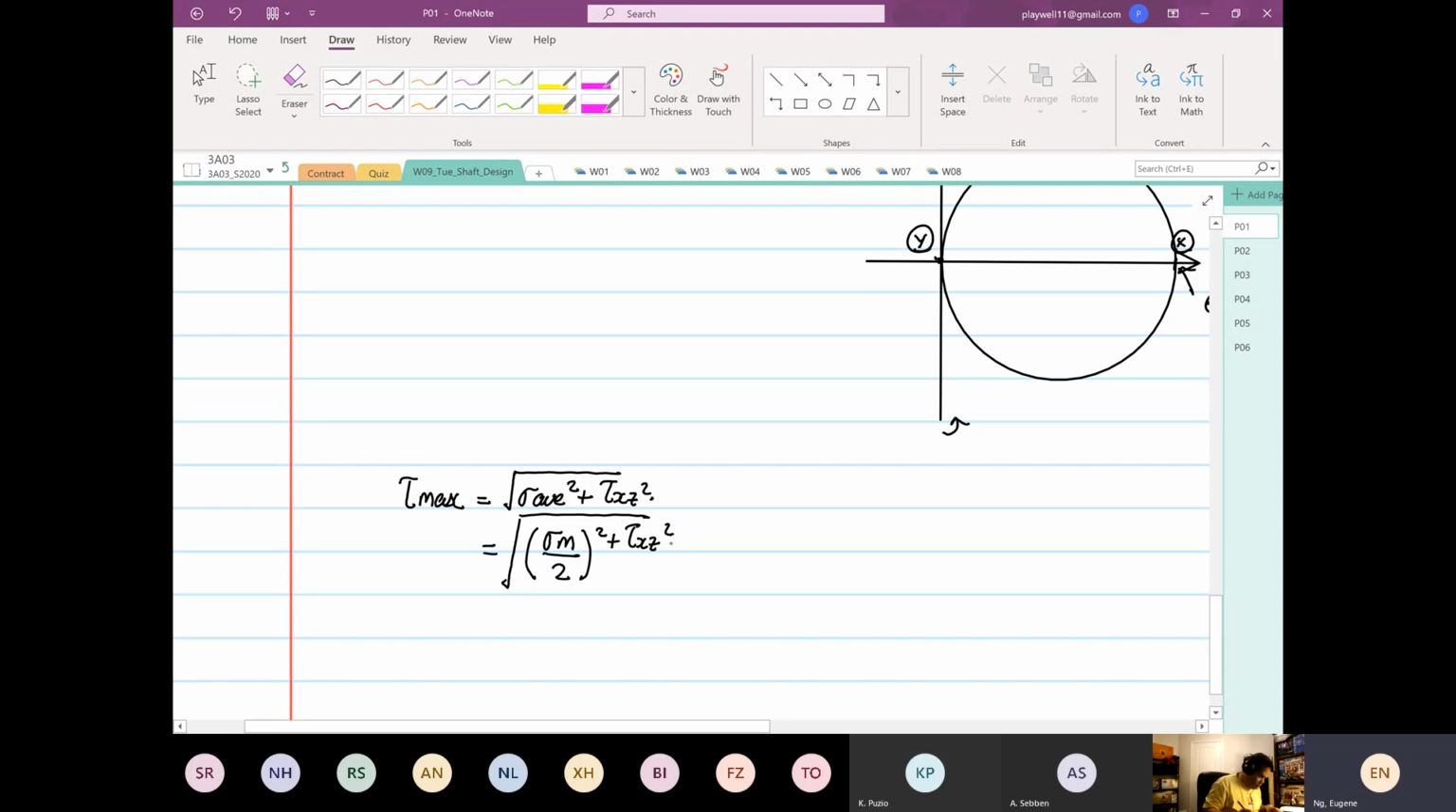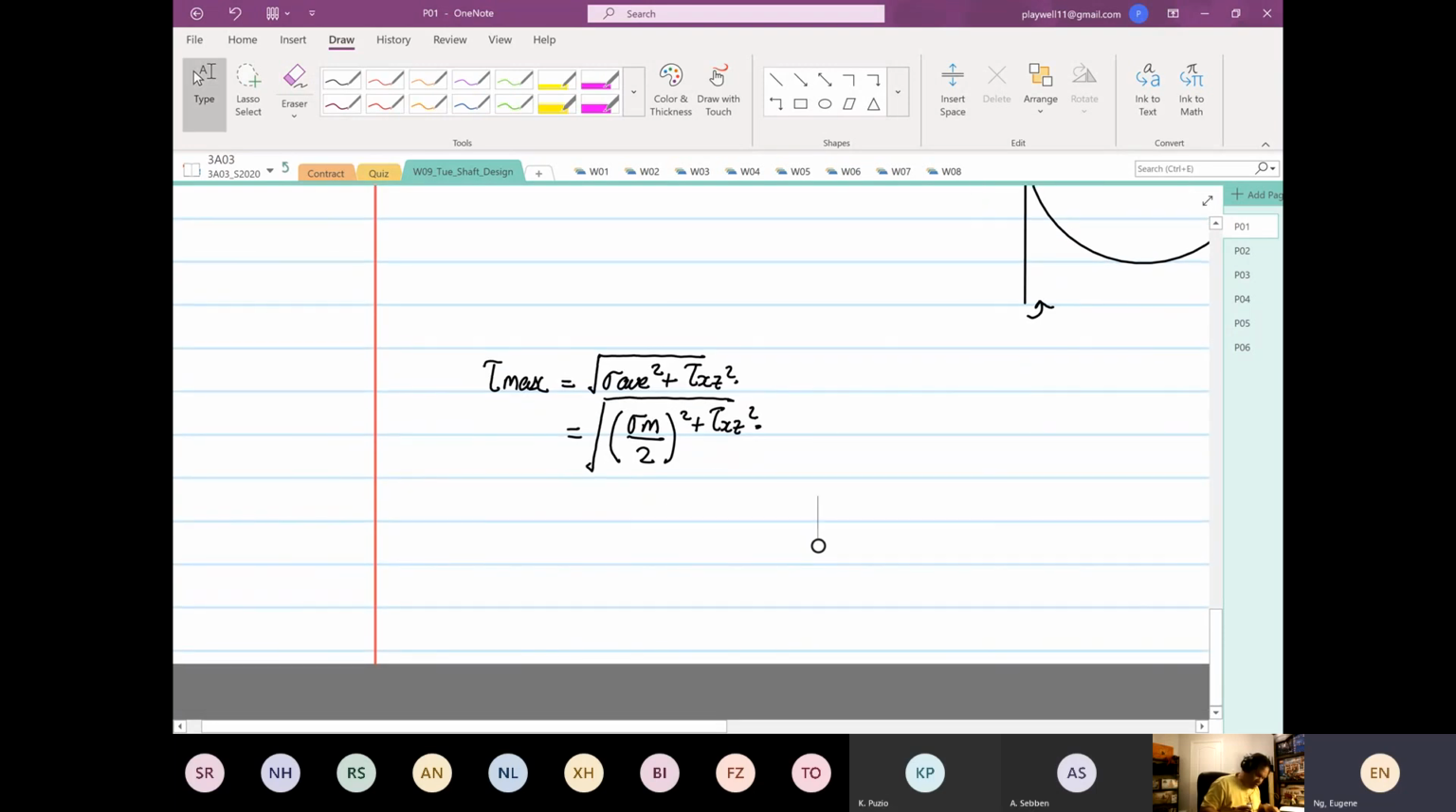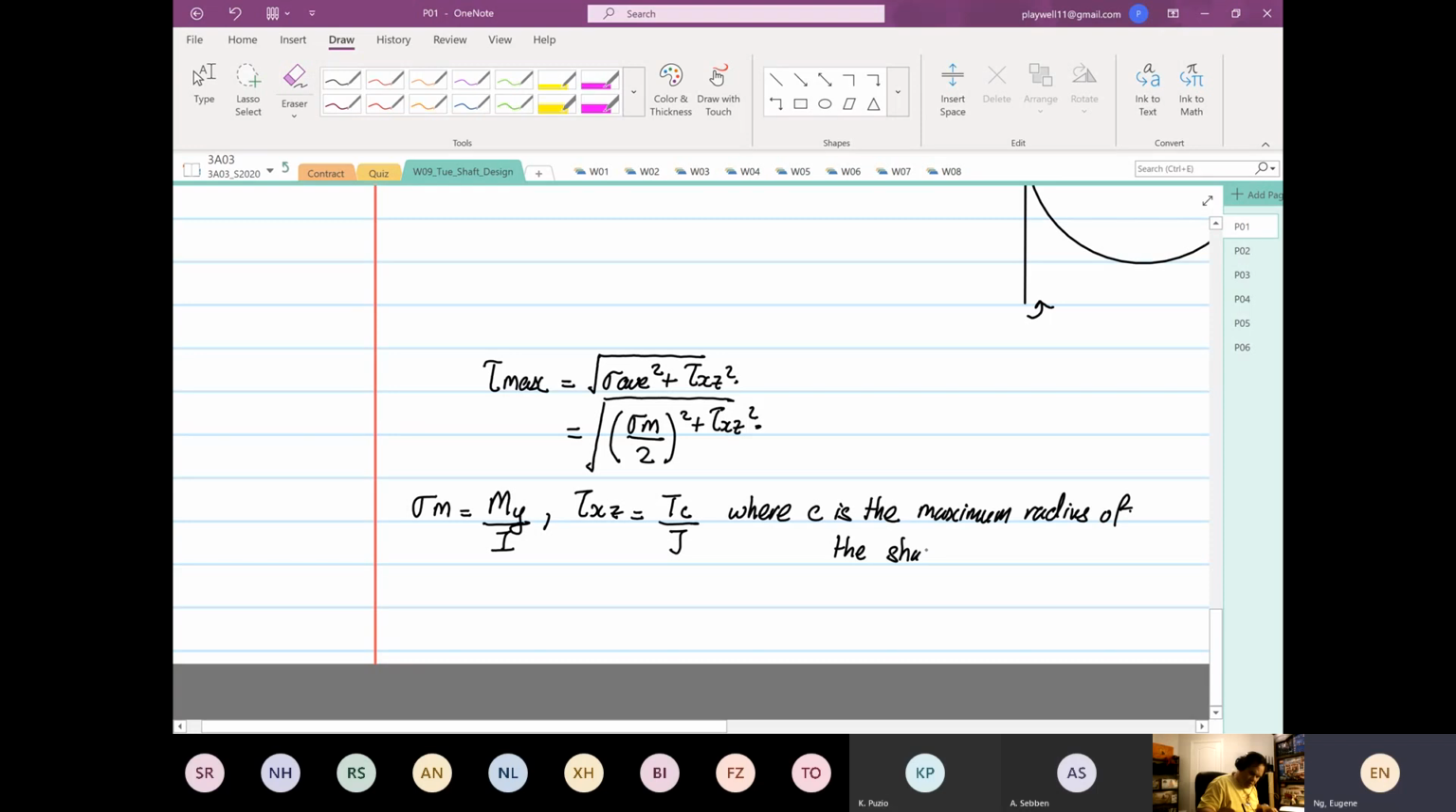For our case, looking just at the shaft, the stress sigma M is equal to My over I, and the shear xy or shear xz is equal to Tr or Tc over J, where c is the maximum radius of the shaft. I'm going to call this equation number 1.